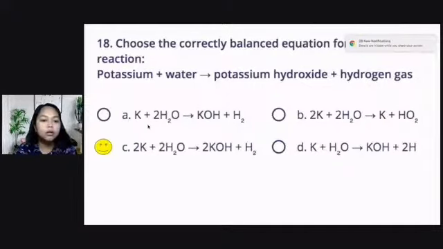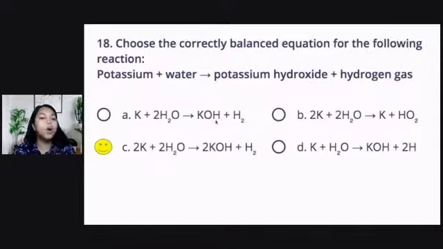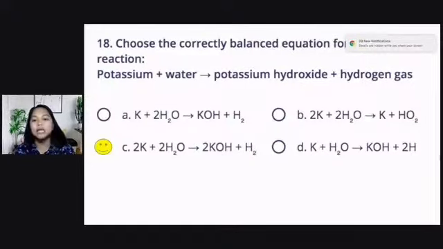Yung dito yung letter A mo, potassium niya 1, 1, tama. Hydrogen niya is 4, that's 2 times 2. At the other side, tatlo lamang yung hydrogen mo. Okay? That's 1 times 2, giving you 2, plus 1. Okay? So, mali. Hindi siya balanced. Ayan, may math pa rin. Okay? Tama yan, Sir Aladdin. Alright, so letter C po ang ating choice for number 18. We move on.